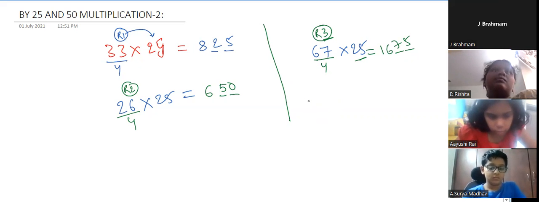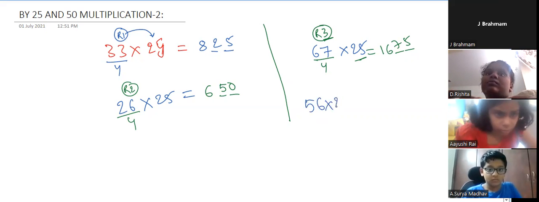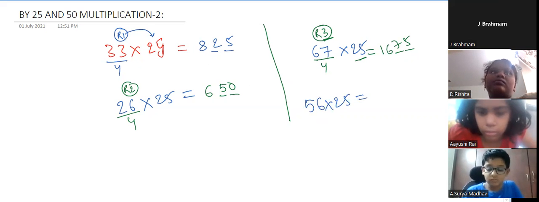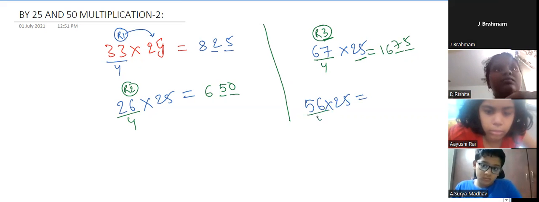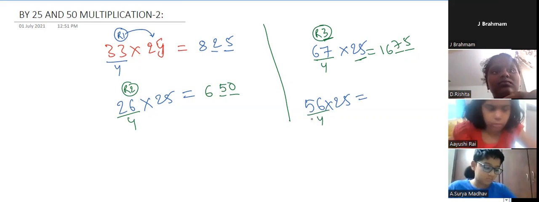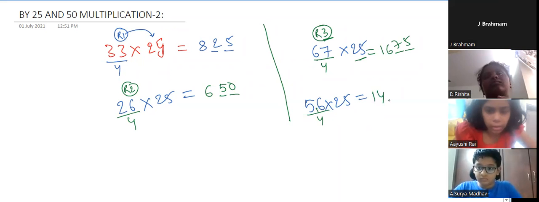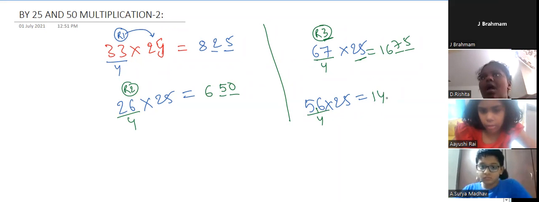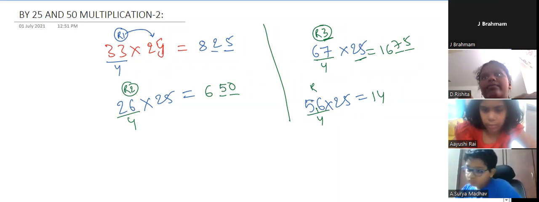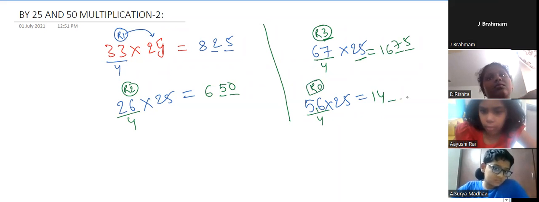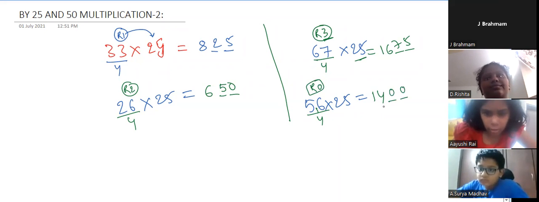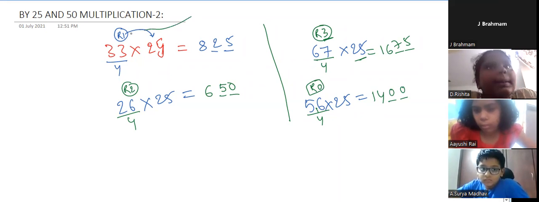Suppose the question is 56 into 25. Instead of direct multiplication by 25, I'll divide this number by 4. How many times does 4 go in 56? 4 ones are 4, with the remainder 1, so 16. In 16, 4 goes 4 times. Overall, it is 14. Is there any remainder? No, sir. With no remainder, the last 2 digits will be 0 0.